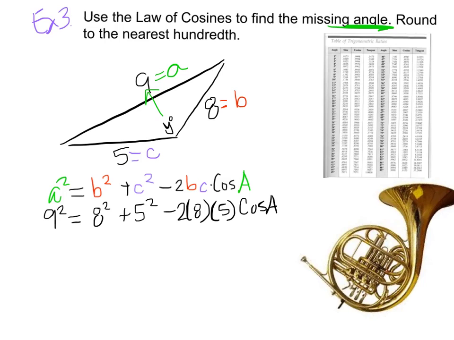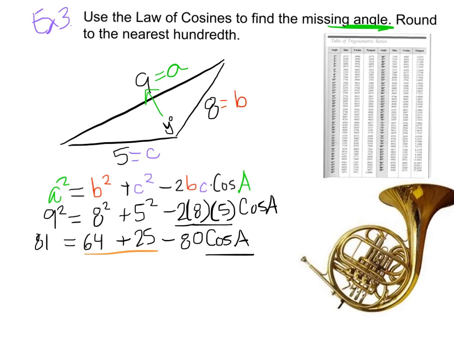Now if we do the math that we know, 9 squared is 81, 8 squared is 64, 5 squared is 25, and 8 times 5 is 40, twice that is 80, times the cosine of A. Now again, order of operations is going to get us to isolating the cosine of A. So I'm going to start off by adding 64 and 25. When I do that, I get 81 equals 89 minus 80 times the cosine of A.